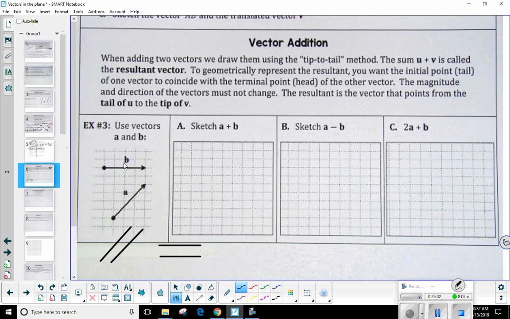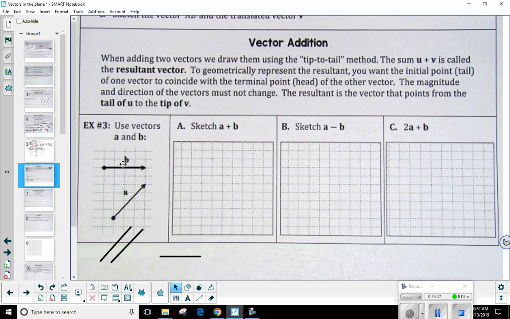So let me show you how this works. Let's say I want to go ahead and show A plus B using these two vectors right here. Now you'll notice I'm going to go ahead and do this with my mouse. It's probably going to be a lot faster. You'll notice I've already got some links over here.